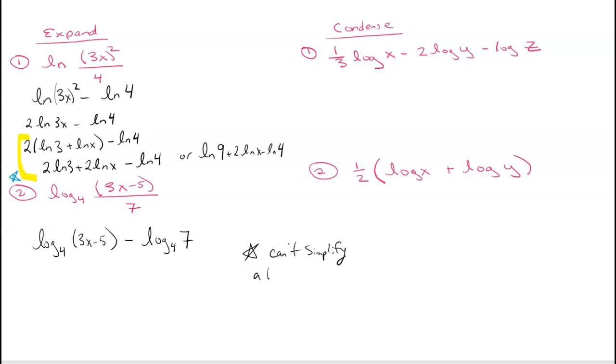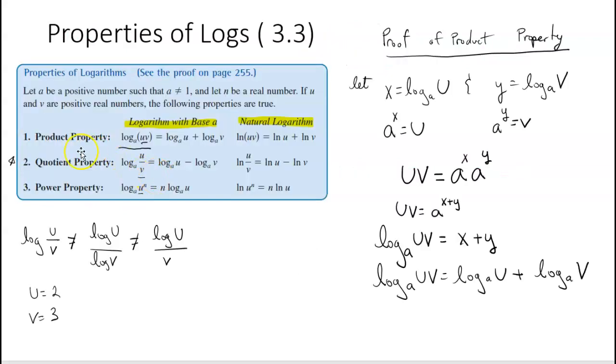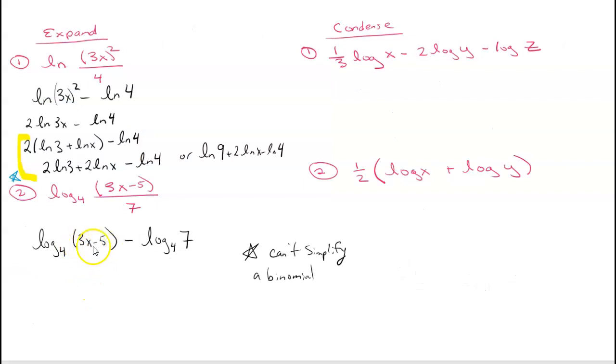So things to remember: you can't simplify a binomial. There is no such thing as the difference property. There's no such thing as the addition property. We only have the product property, which tells us we can add 2 logs together, or the quotient property, which tells us we can subtract these 2 logs. These aren't 2 logs. This is still a single log, right? So there's not a log just attached to the 5. So this is actually all you can do. I know it looks challenging, looks hard, but it actually only required 1 step.